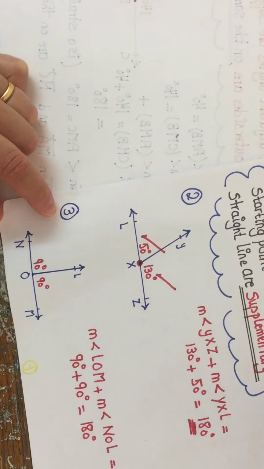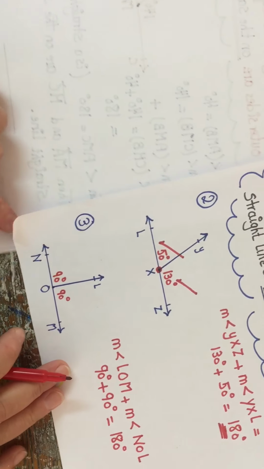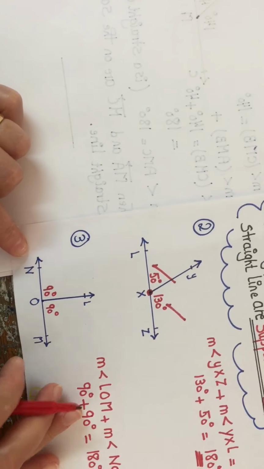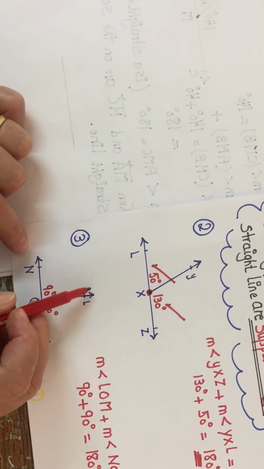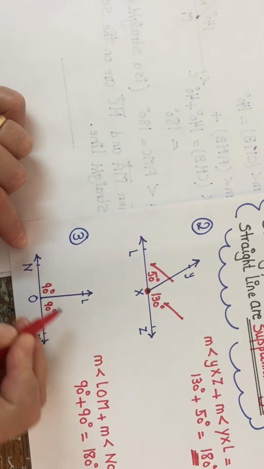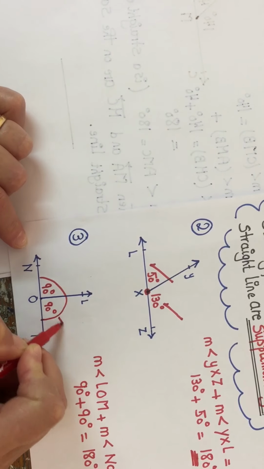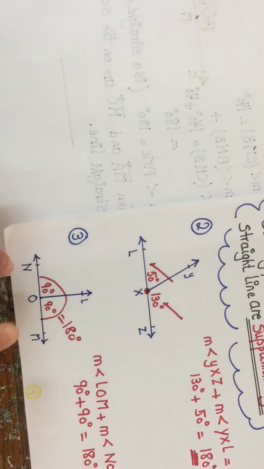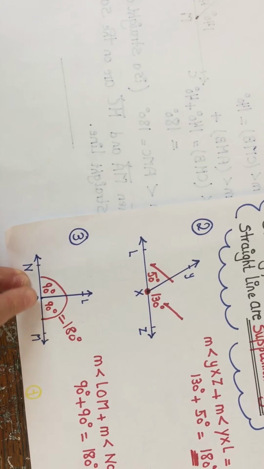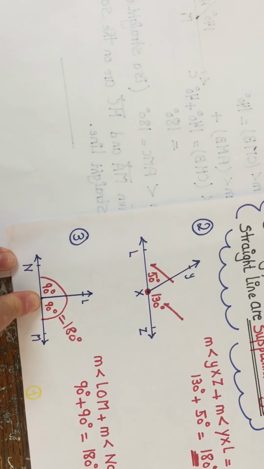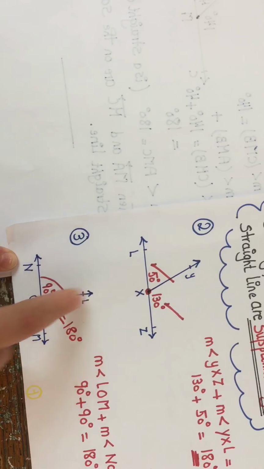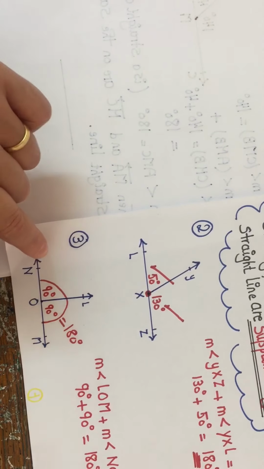Okay, next one, another drawing. If we have this one, we have angle LOM. Here we have 90 and 90. Both of them are supplementary. Why? Because here we have two adjacent angles that have a common side and a common vertex, and therefore these two adjacent angles are formed from a straight line and a ray. Okay? So this is the first case.